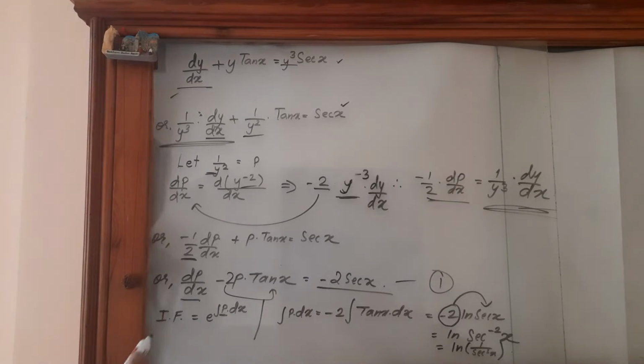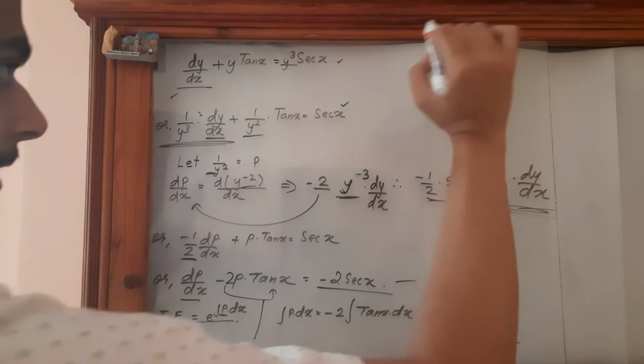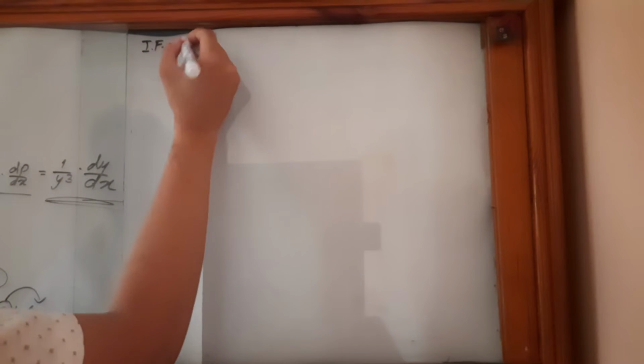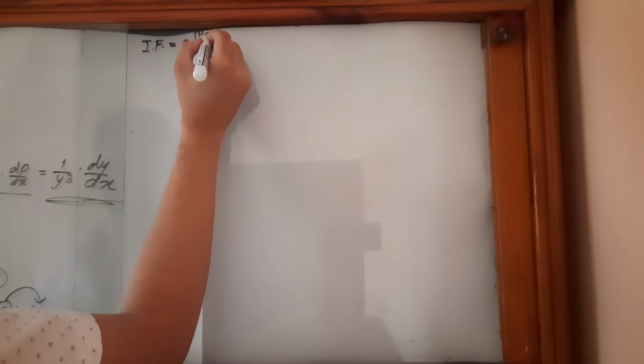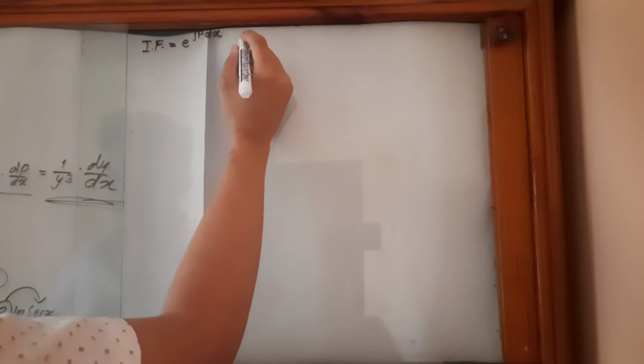Now let's find the final integrating factor. Let's go over here. So the integrating factor is equal to e to the power of the integration of P dx.